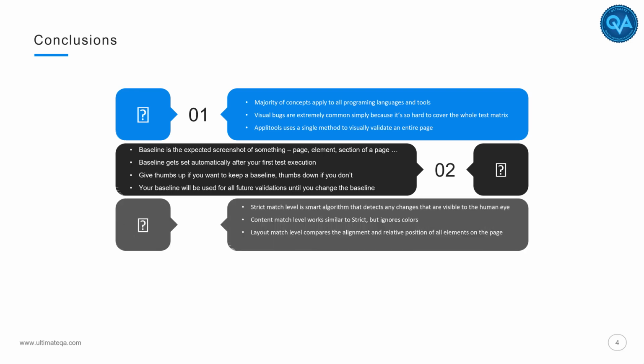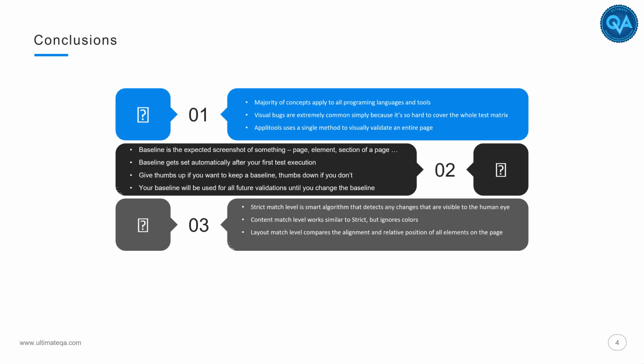In the third section of the course, we focused on match levels and regions, and we did a lot of very cool coding here. You learned that strict match level is a smart algorithm that is designed by Applitools to detect any change that is visible to the human eye. What that means is it's not going to detect a single pixel shift or maybe even a 2-pixel shift. If it's not visible to the human eye, the strict algorithm will not detect it. And it is the most common algorithm to use when doing automated visual validation.